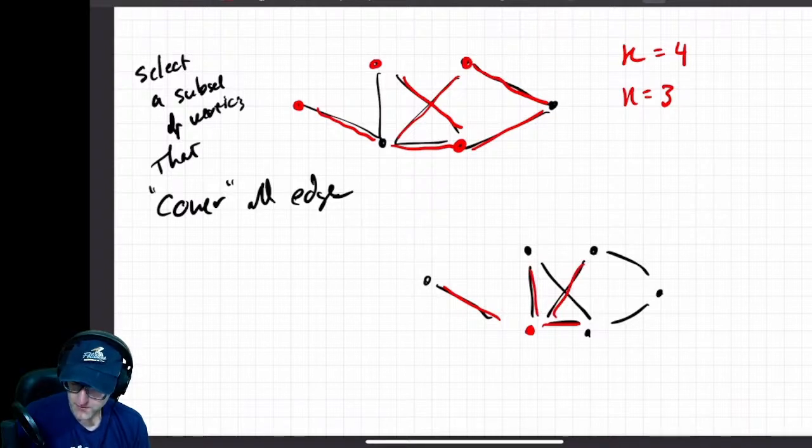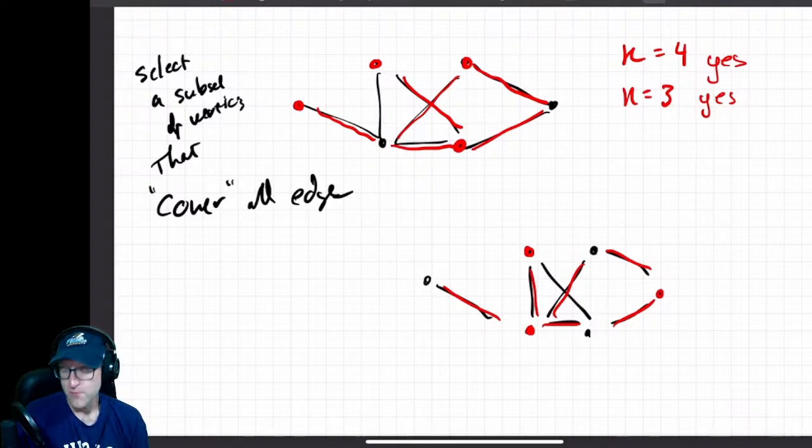I still need to cover this edge, and this edge. I can cover 2 of them by selecting that vertex, and those 2 are covered. And now all I need to do is select one more, this one or this one, and I've got my vertex cover. And so the answer is again yes. Of course, there's a vertex cover of size 4, right? Can you do even better? Well, in this particular example, no. You can't come up with a vertex cover of size 2 for this particular graph.